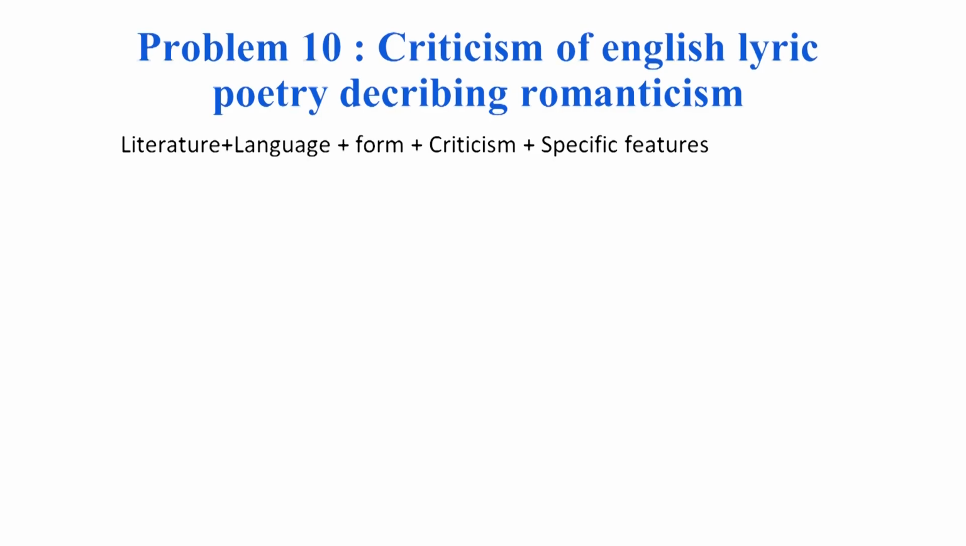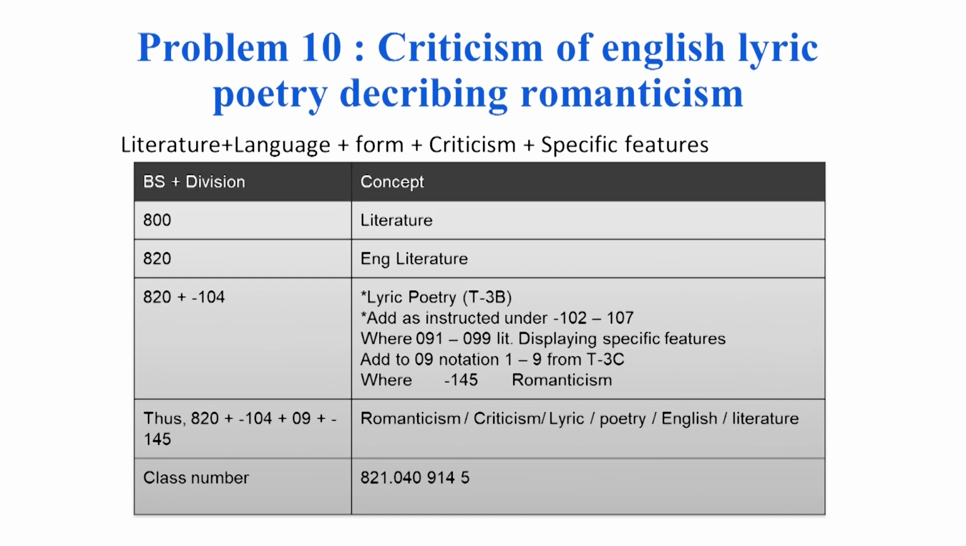Here a specific feature is given. The notation will be 800 literature, 820 English literature, 820 plus dash 104 lyric poetry. Under this, "add as instructed under 102 to 107", where 0901-0999 is literature displaying specific features. Add to 09 notation 1-9 from table 3C, where -145 means romanticism.